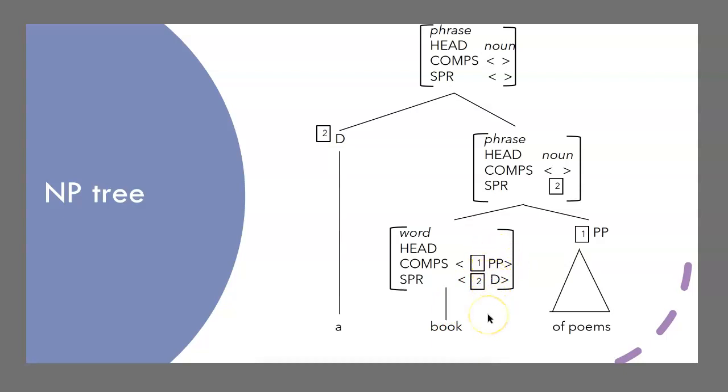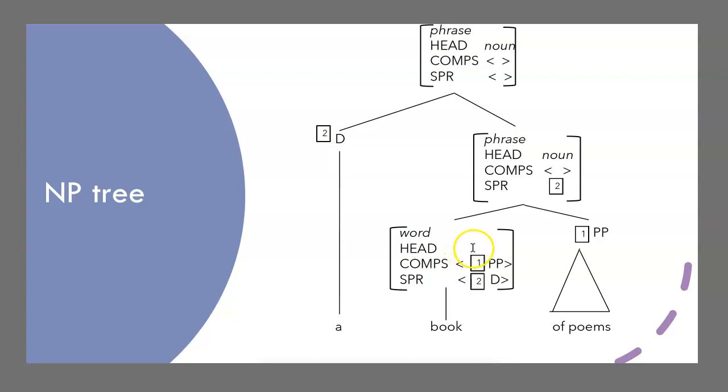We can also use a phrase like a book. This is a book, right? But book can also take a complement which is a PP. We haven't mentioned that it is optional here, but it can be optional. So now the head noun is a word whose head value will be a noun. We haven't mentioned that here for simplicity.